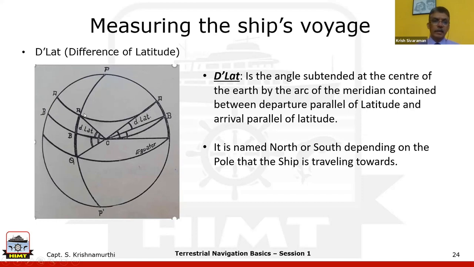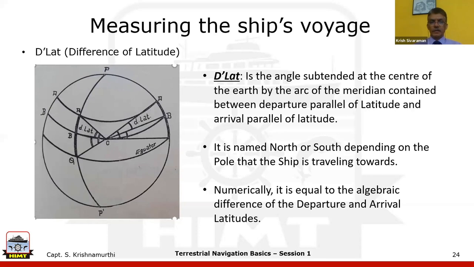Now, from A to B, tell me the ship is traveling towards which pole? The south pole, sir. South, right. From A to B, the ship is traveling towards the south pole, and therefore the direction of travel is southerly, and therefore we name the D-lat as south. Okay. Yes, sir. And see the last line. Numerically, it is equal to the difference of the latitudes. Assuming that both the latitudes are in the same hemisphere, the latitude of point A and latitude of point B, the difference of these two latitudes, that means this angle minus this angle, will be your D-lat. Can you see that? Yes, sir. Okay.